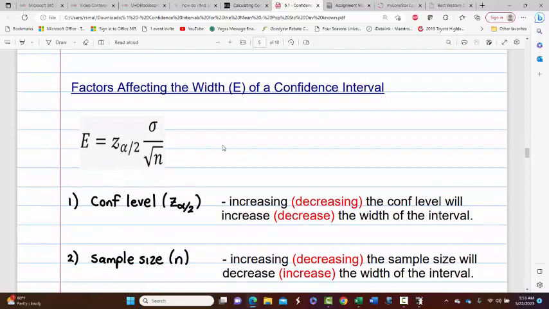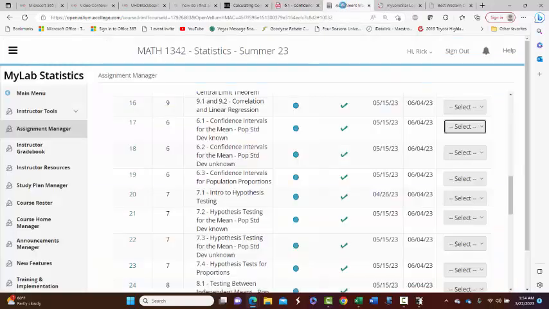But anyway, long story short, even though that Z alpha over 2, the confidence level, is off to the side, it's still up in the numerator with this value right here. So since the behavior of the standard deviation will be exactly the same as the confidence level, if you increase the standard deviation, you increase the width. So the standard deviation works exactly like the confidence level, and the sample size being on the bottom works opposite. All right, so now you can answer that question when you get to it.